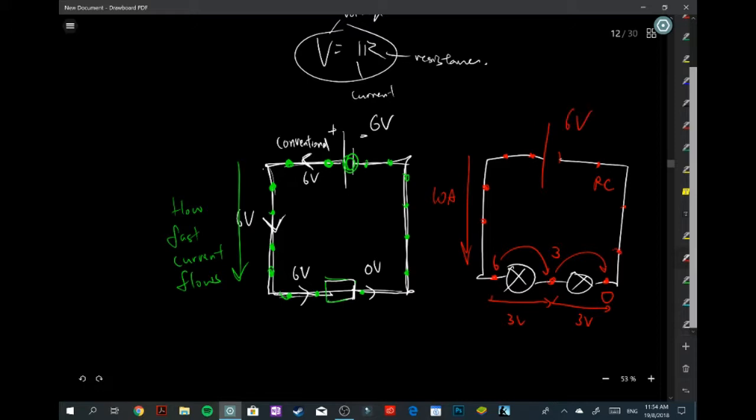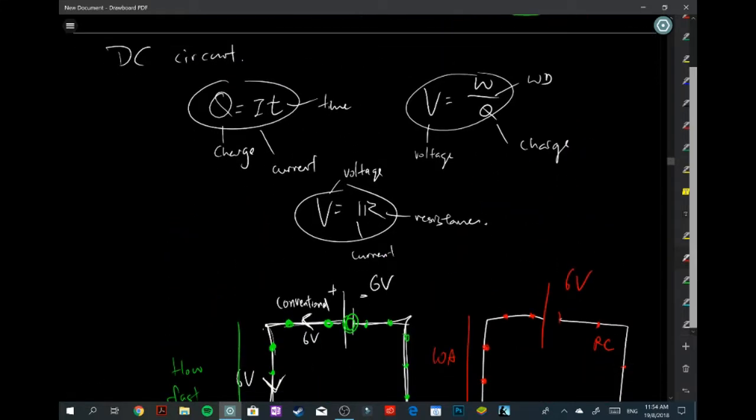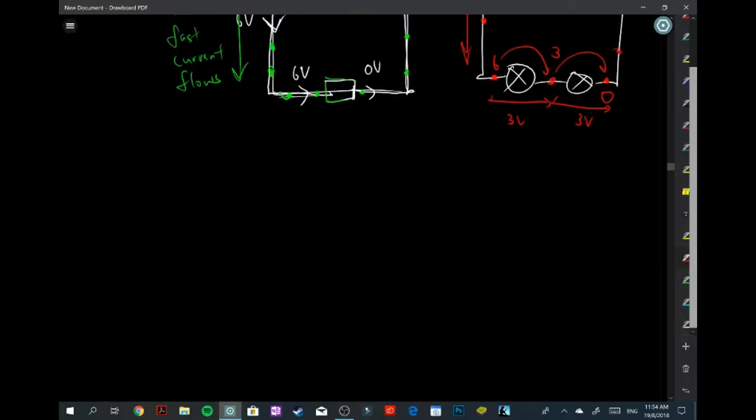But in this case, that's not the case. It's 6 volt. That means each current here is carrying 6 units of energy. That's why it's 6 volts. Okay, so that's the idea of current and voltage. Let's go to the question.